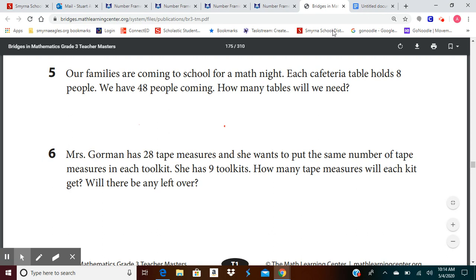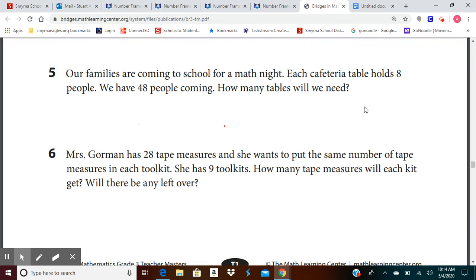So I am going to leave this up to you guys. If you would like to do number 5, definitely I would practice. And number 6, if you would like to give it a challenge, and let us know what you think.